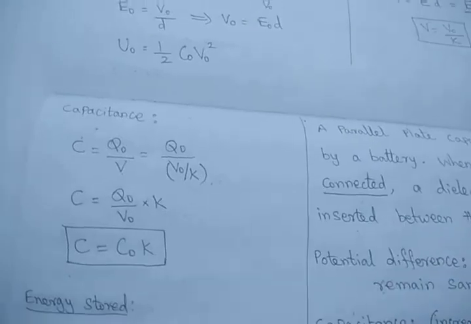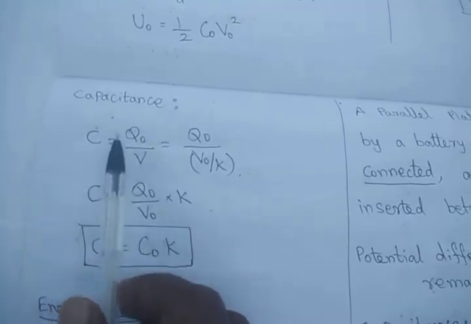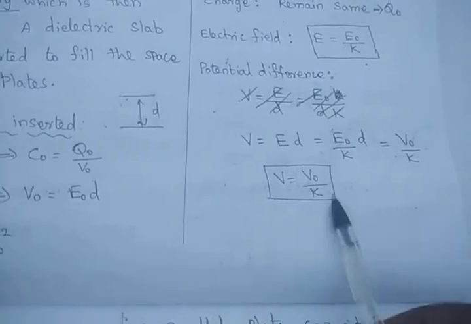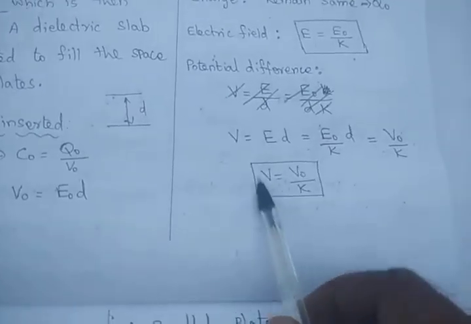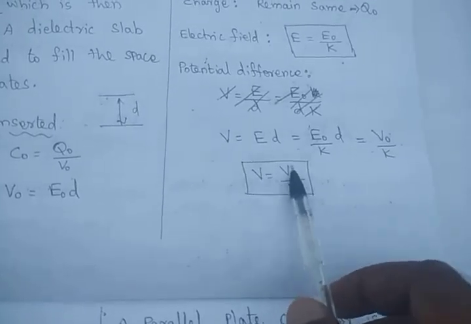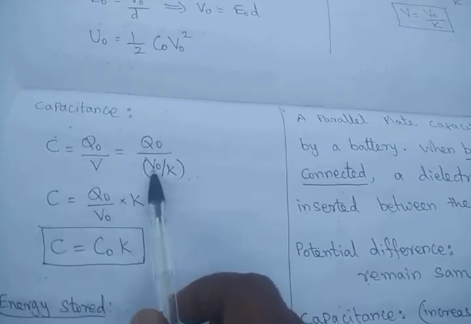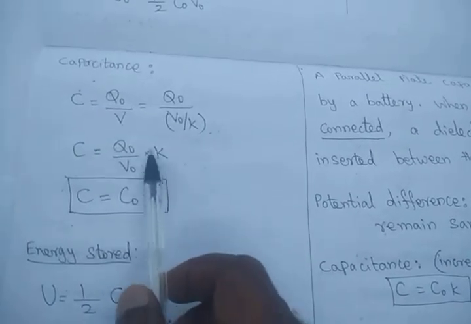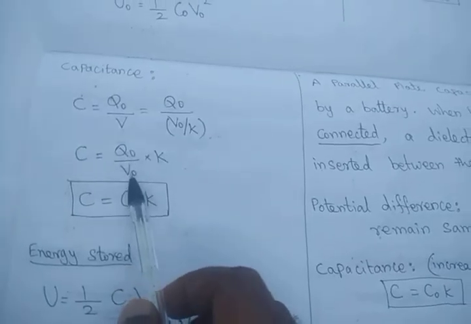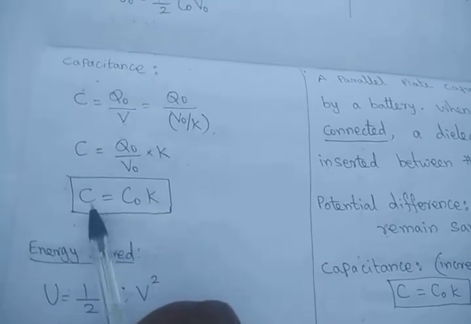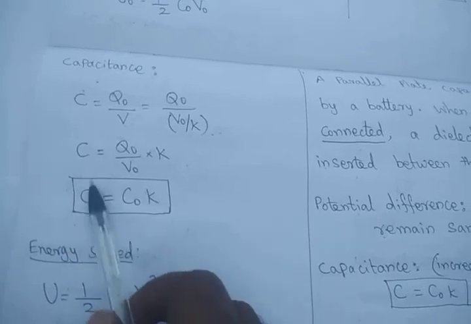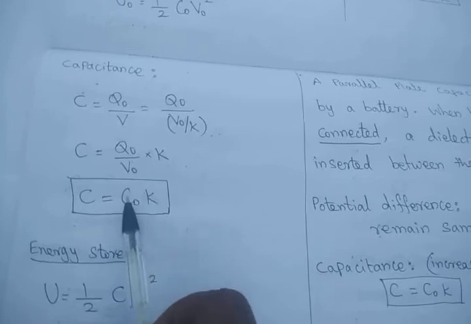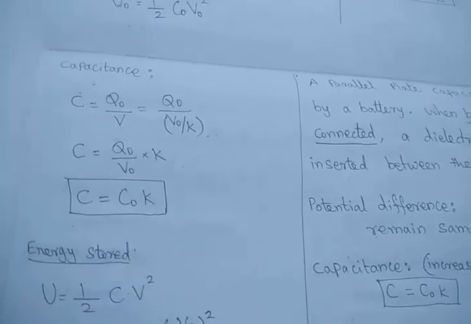So what about the capacitance? The capacitance formula is C is equal to Q0 by V. Q0 is here, so we substitute for V the new potential difference after the dielectric slab is inserted, V0 by K. K will come to the numerator. So Q0 by V0 into K, where K is the dielectric constant. Q0 by V0 is equal to C0. So the capacitance after the dielectric slab is inserted is equal to K times the capacitance before the dielectric slab is inserted.